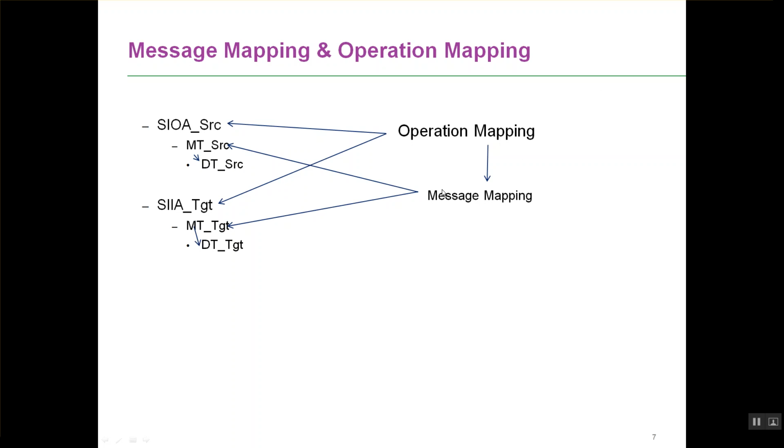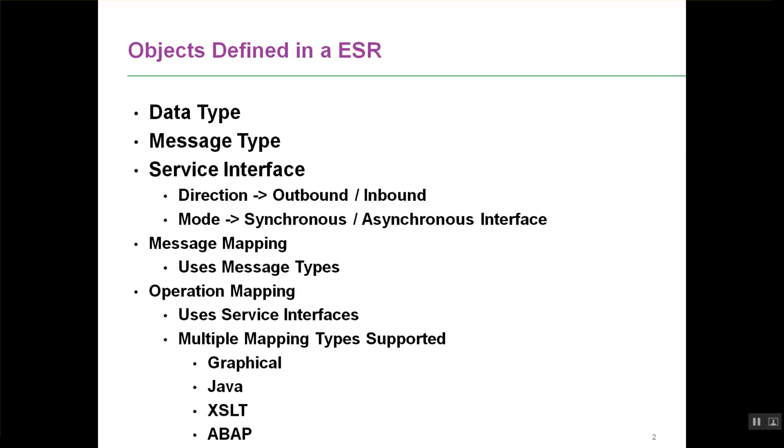Then you would define a message mapping, and this message mapping uses the MT_SRC and the MT_TGT, because remember, a message mapping is nothing but a graphical mapping where you're going to map the source structure to the target structure. So you're going to use the message types that you have defined in the mapping layer. And then you would define an operation mapping. The operation mapping is going to use the source interface, the target interface, and also use the message mapping. So at a very high level, to summarize, we'll just go back here.